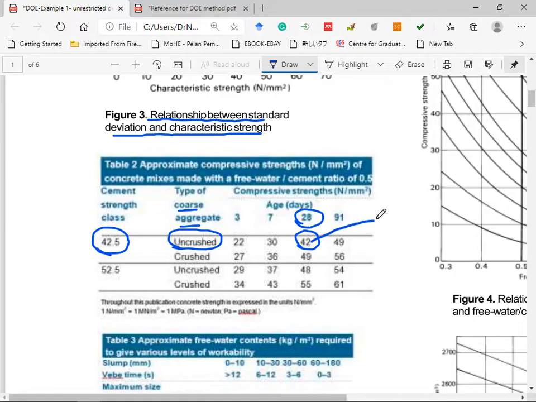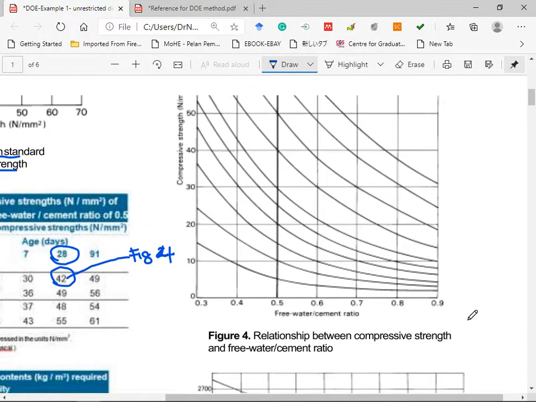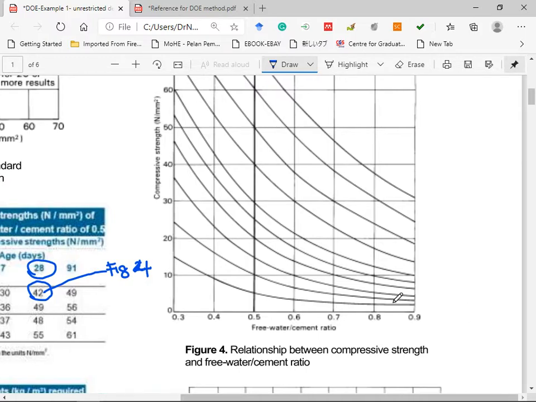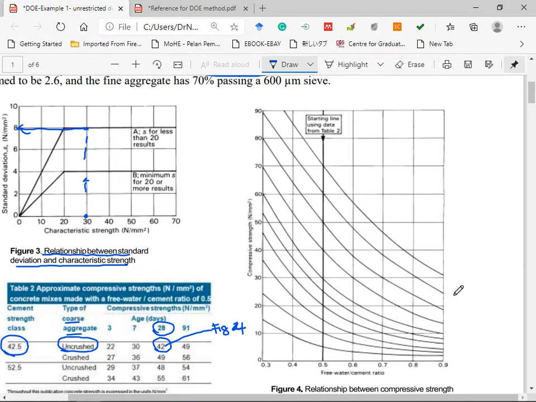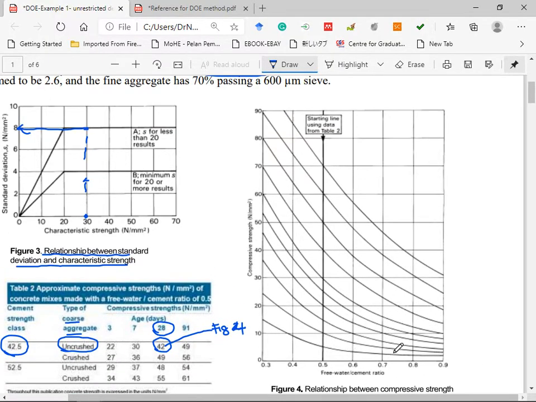So we bring this to Figure 2. My mistake, sorry, Figure 4. So this is Figure 4, the relationship between compressive strength and free water cement ratio. From this figure, we can determine the free water cement ratio.